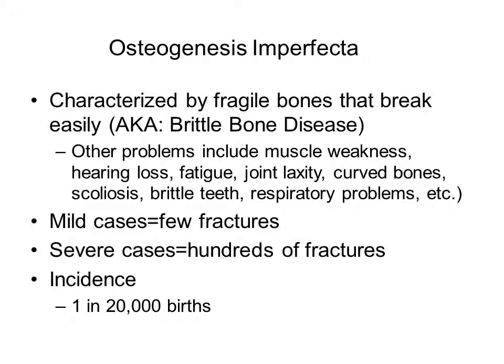All right, here's a short lecture on osteogenesis imperfecta. I have referred to it in other slides, and so here it is. It is also known as brittle bone disease because the bones often appear very brittle and they're very fragile. As you can see on the slide, osteogenesis imperfecta, or OI, is characterized by fragile bones that break very easily.